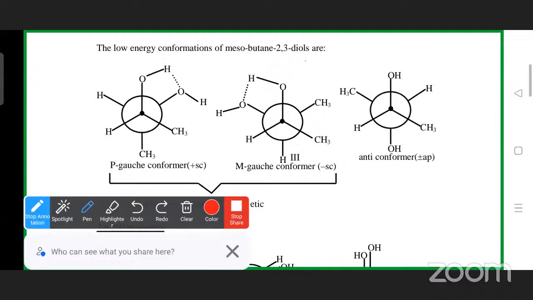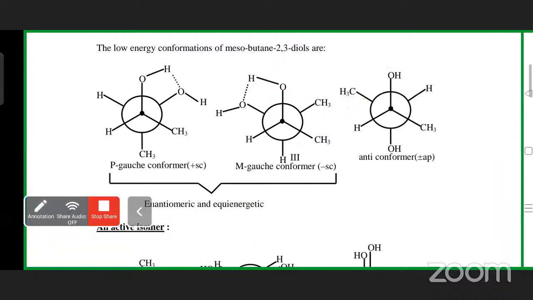But for the carbon-carbon single bond, rotation is possible. You can rotate in the clockwise or anti-clockwise direction, by any degree of rotation: 30 degrees, 60 degrees, 120 degrees, 180 degrees, 240 degrees, 360 degrees. That rotation is possible.